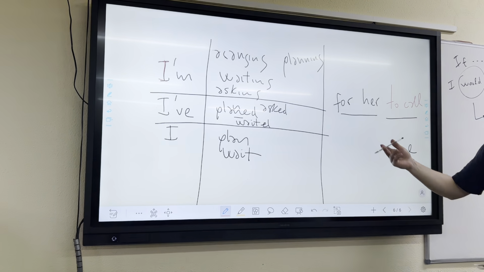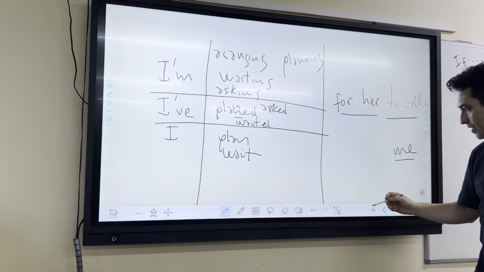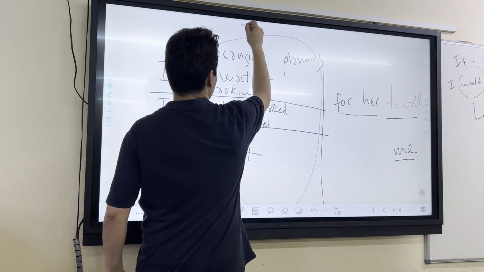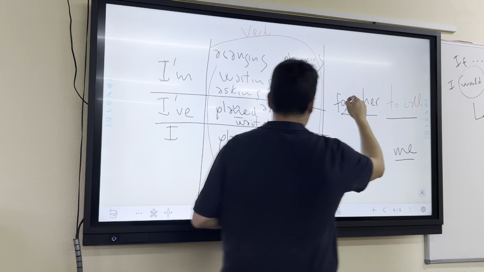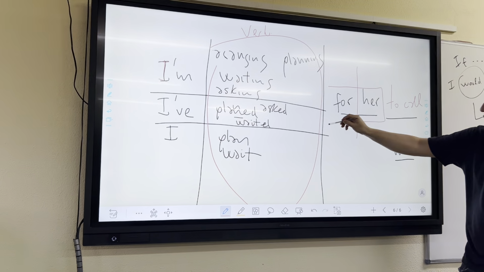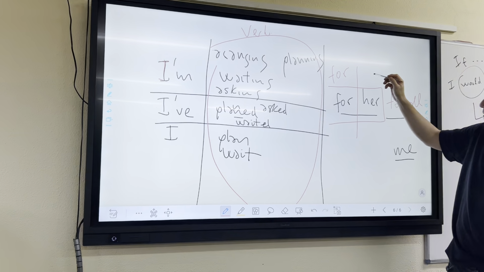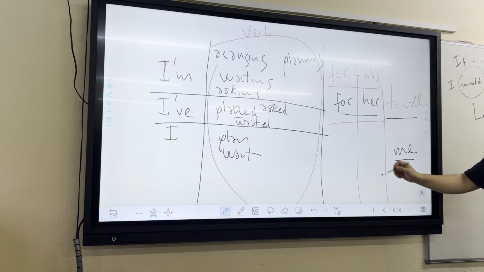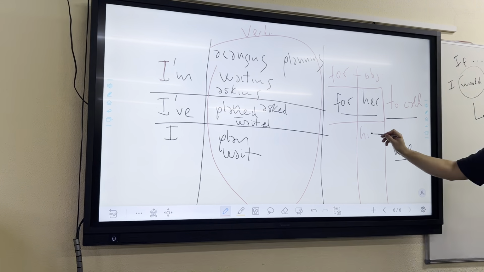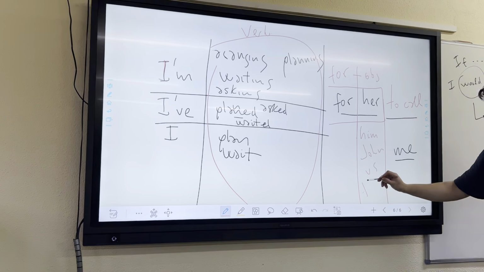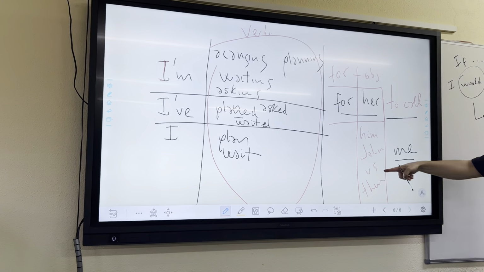So what is the grammar here? The grammar is, here you have a verb. This is the verb. And then you have something special here, for an object. This is the special part. You have for and you have the object. The object could be any other person. For her, for him, for John, for us, for them. Yeah, many possibilities for the object.